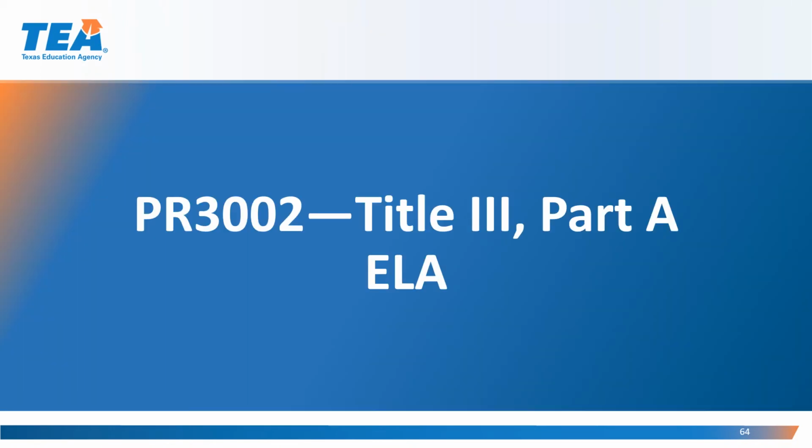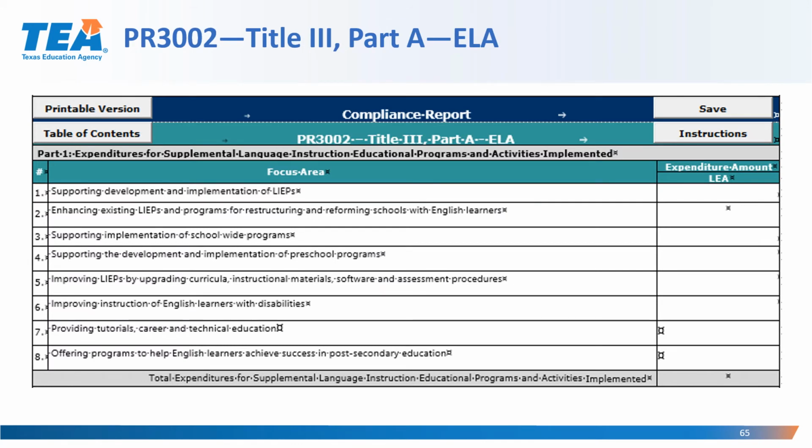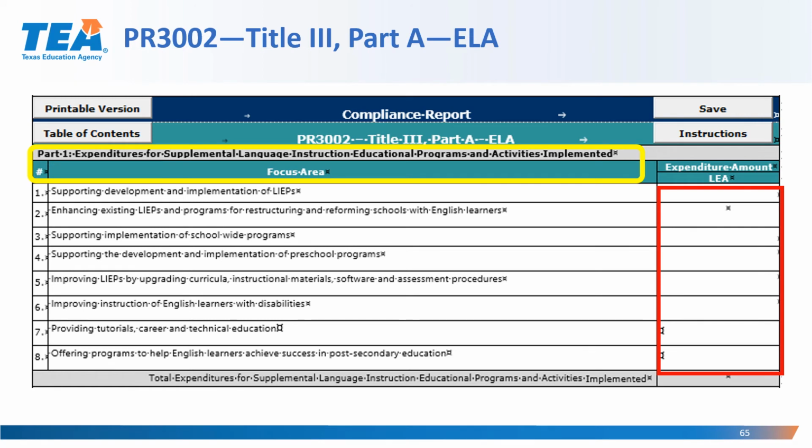The PR 3002 is for Title III Part A ELA. At the top of the report, the buttons for printable version, table of contents, save, and access to the instructions have the same functionality as in the other compliance reports. Part 1 is asking for the LEA to list the expenditures that took place for supplemental language instruction educational programs and activities that were implemented by the LEA in the focus areas listed.